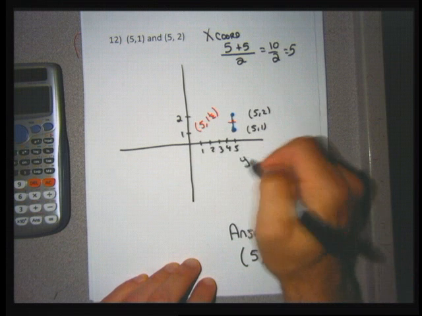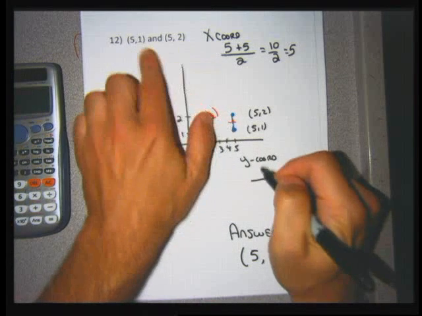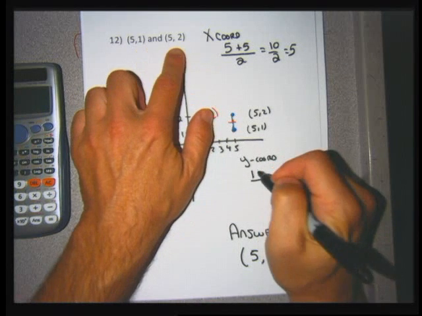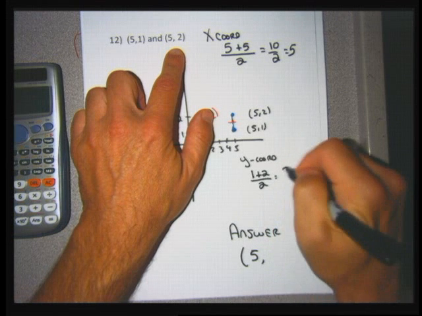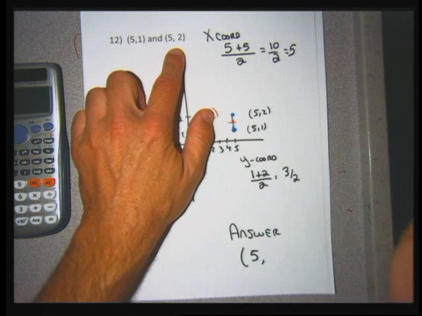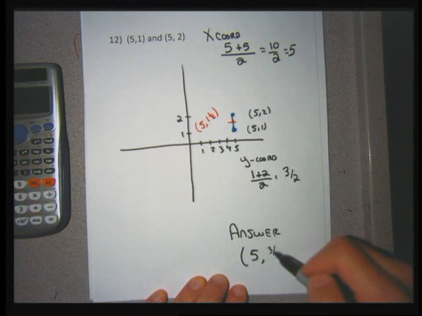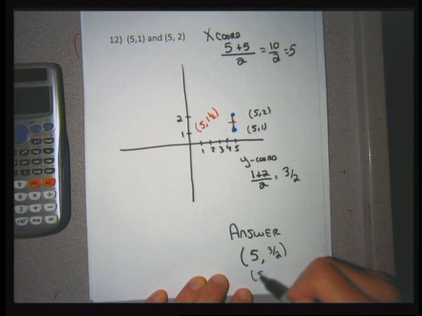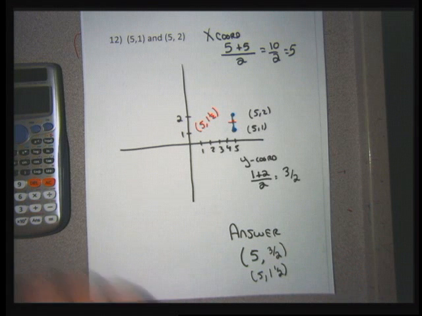When I go to do the y coordinate, I'm going to do the formula. I'm going to take the y coordinate of the first point plus the y coordinate of the second point divided by 2. This is going to give me 3 over 2. 3 over 2 is 1.5. You can write 5, 3 halves. I'd be content with that. You can write 5, 1.5. I'd be content with that. But usually if a problem doesn't start with decimals, you just don't insert decimals. All right, so that's that bank of problems.